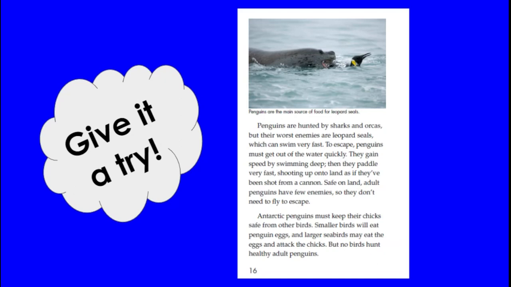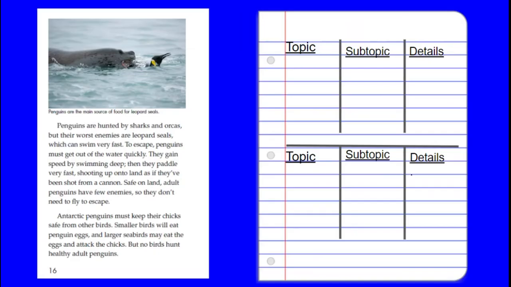So now I want you to give it a try. Here I have the second part of the hunters and hunted section. So I would like for you to go through, make sure you read it first, and then pick out some important information. I've given you a chart to help you, so you can put your topic, subtopic, and details.